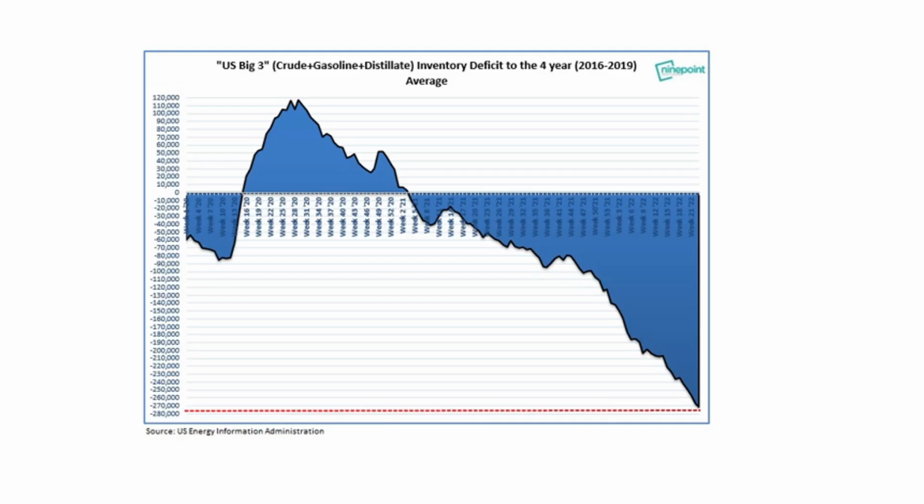I got this one from 9 Point Partners, or 9 Point. This is Eric Nuttall. This is the U.S. Big Three, crude plus gasoline plus distillate inventory. And I just wanted to show you guys and give you an update that we are still declining in our inventories of crude, gasoline, and distillate. We are still drawing down, and there are big problems in oil.